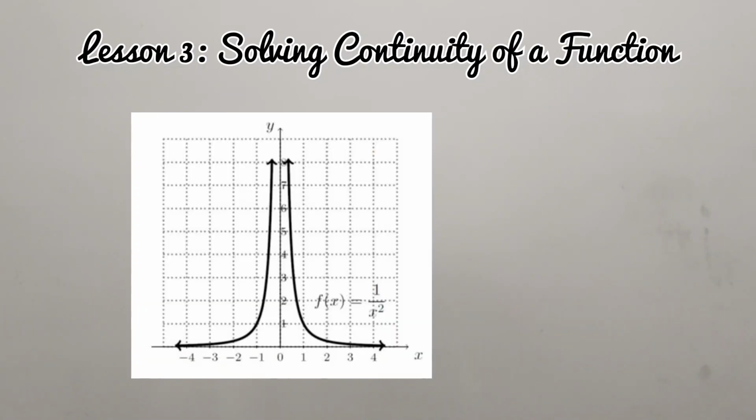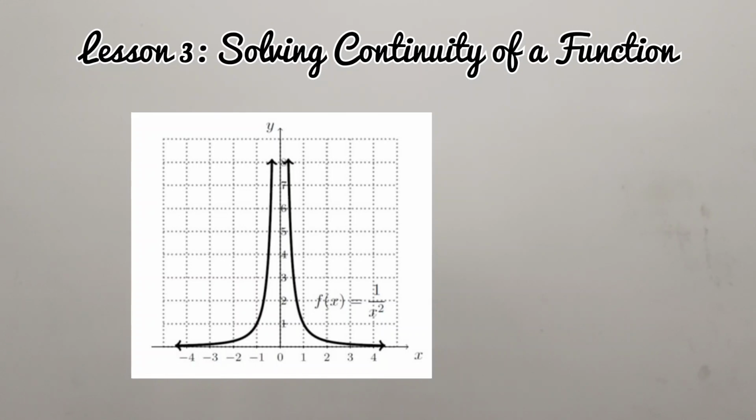Consider now the graph of the function f of x equals 1 over x squared. Note that the function is not defined at x equals 0, since this is the asymptote of the graph. But we can check the behavior of the function as x approaches 0 intuitively. We first consider approaching 0 from the left. Observe that as x approaches 0 from the left, the value of the function increases without bound. When this happens, we say that the limit of f of x as x approaches 0 from the left is positive infinity. Therefore, the limit of 1 over x squared as x approaches 0 from the left is positive infinity.